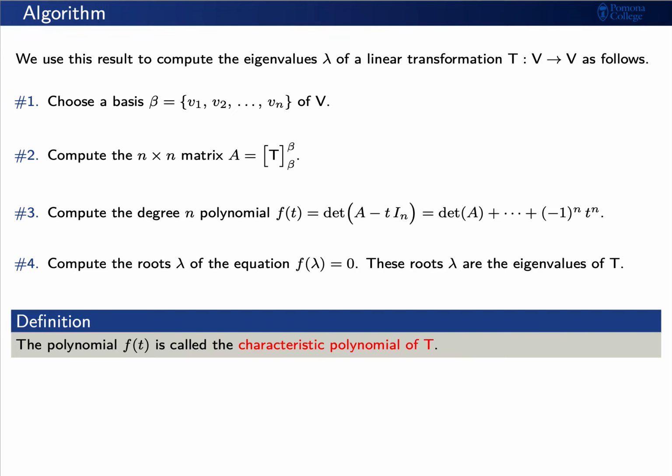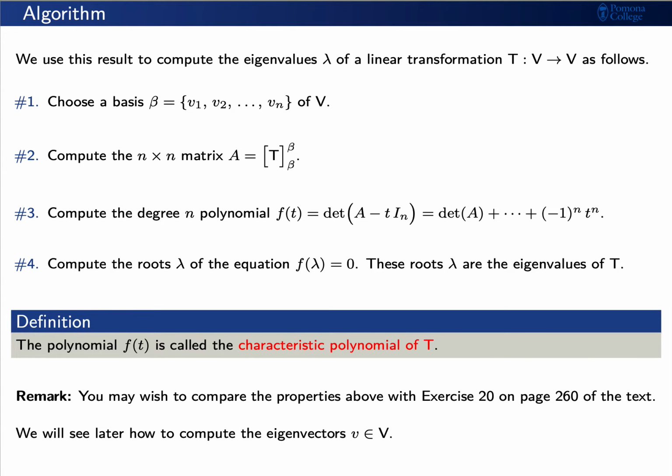You'll see that this polynomial f of t is rather important. We call f of t the characteristic polynomial of our linear transformation capital T. You may wish to compare all of these properties with some exercises from the textbook, but let me point out now that we'll see later how to compute the eigenvectors of our linear transformation. This algorithm just explains how to compute the eigenvalues lambda for the moment.